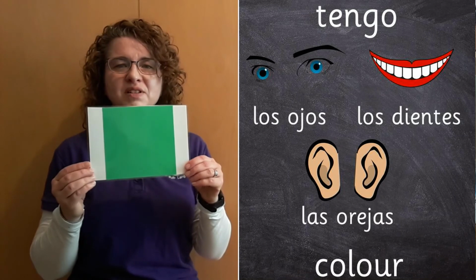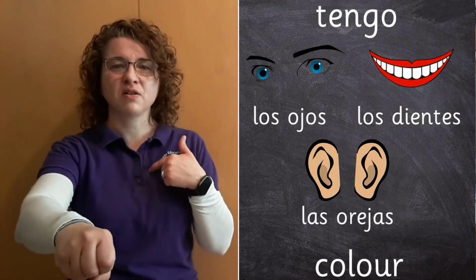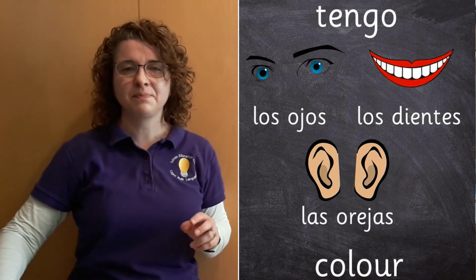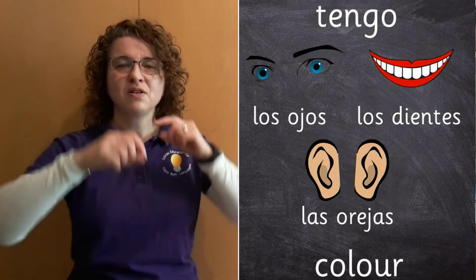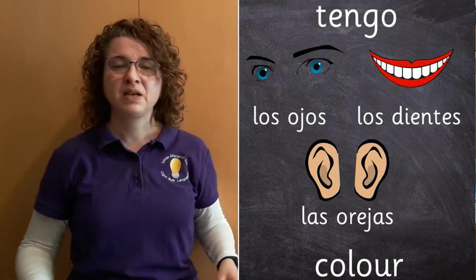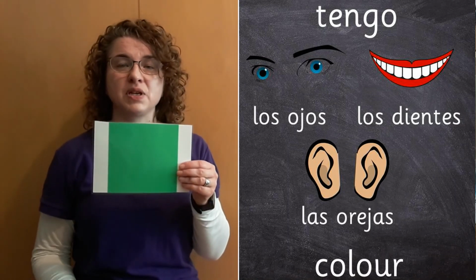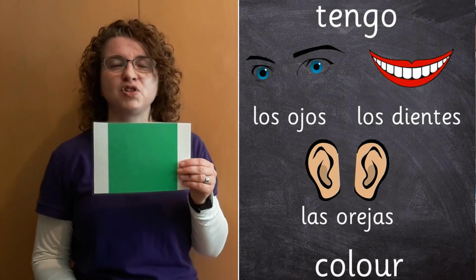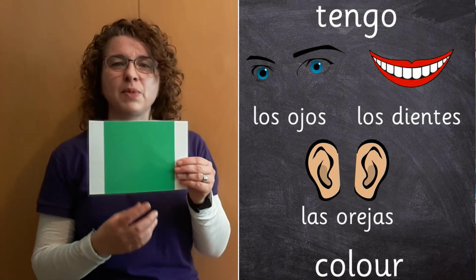What about if you want to say you have green ears? Can you work that one out? I have green ears. Tengo las orejas verdes. So verde ends with an e, doesn't change when we make it feminine. All we have to do is to add the s to make it plural.